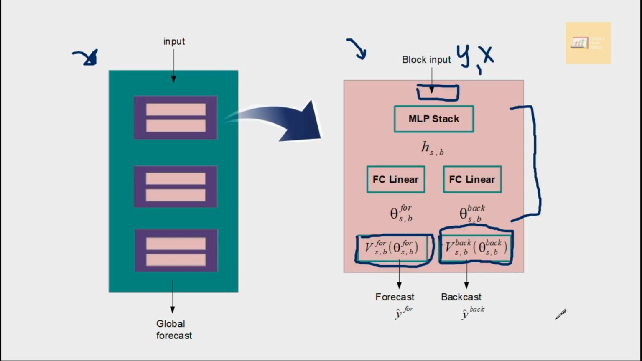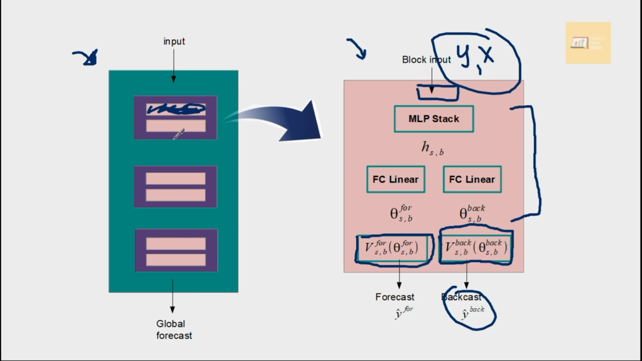Okay, and then another similarity among these three models is the use of the doubly residual stacking principle. This principle is basically taking the difference between the block input and the backcast and then using that difference as the next block's input. Technically speaking, the only block that receives Y and X is the first block in the first stack, so the top pink box on the left diagram.